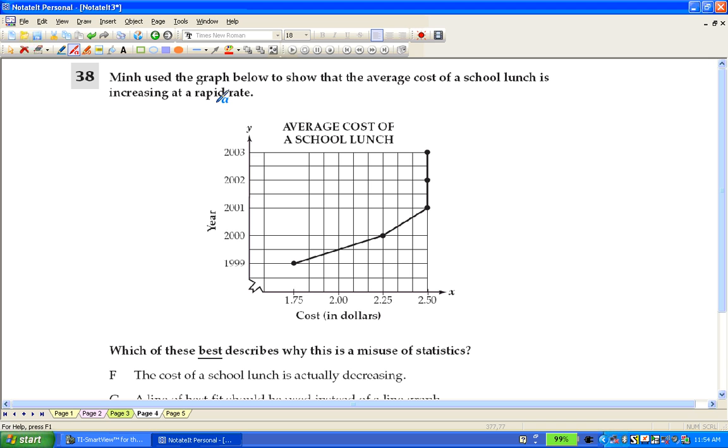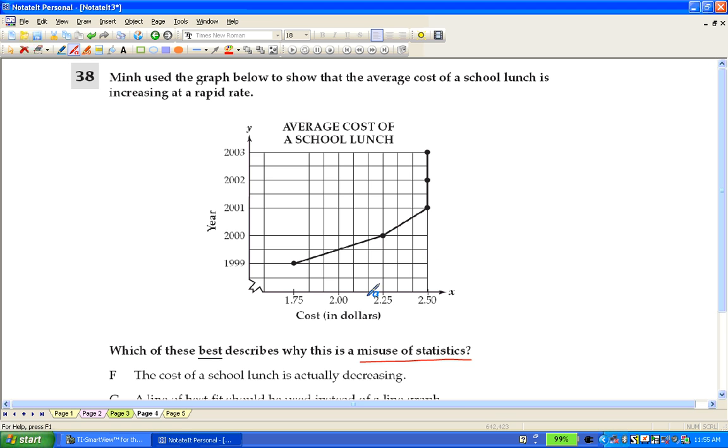Min used the graph below to show the average cost of a school lunch is increasing at a rapid rate. Which of these best describes why this is a misuse of statistics? Alright, so this gets into a different core learning goal, a misuse of statistics. But I threw it in here because it's reading a nonlinear graph. Alright? So, why is this a misuse?